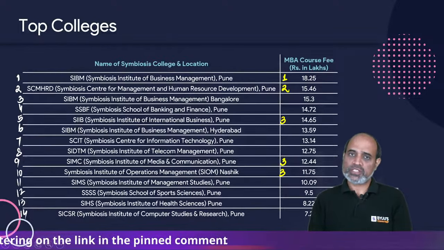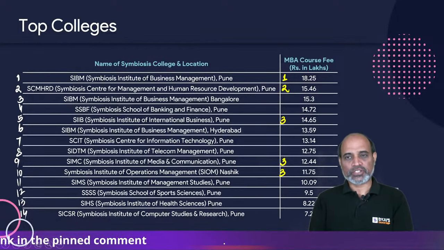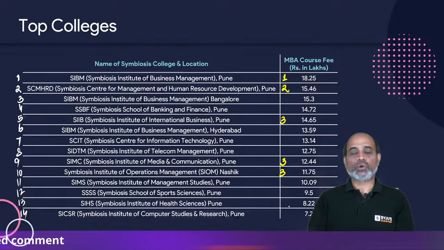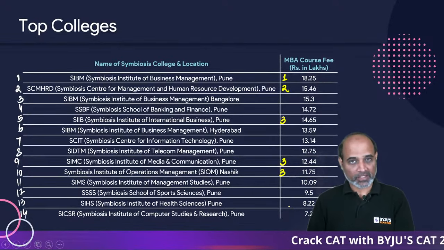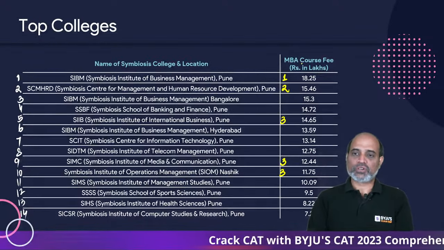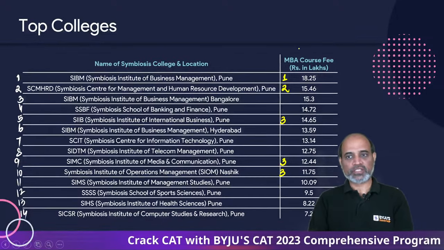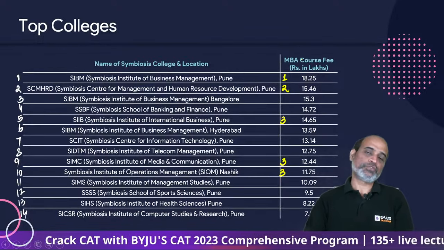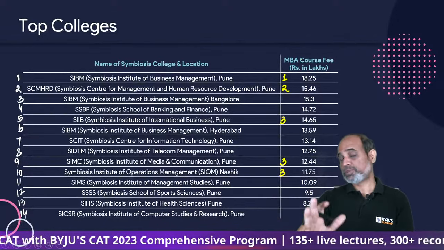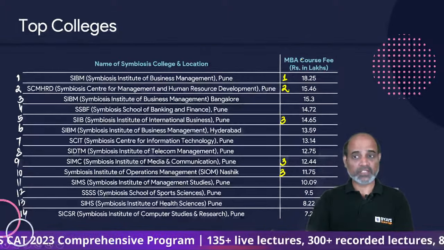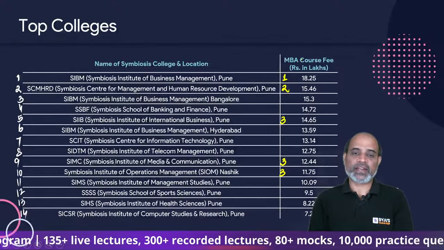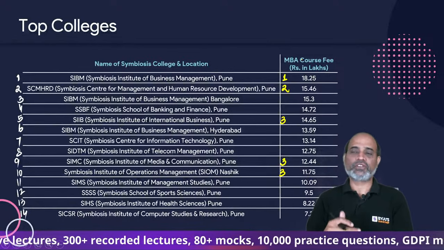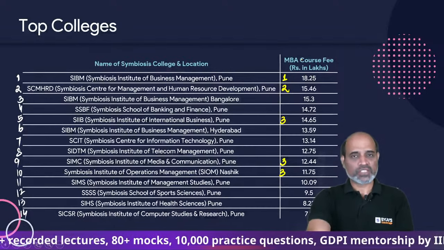ये सारे जो colleges हैं ये बहुत specific colleges हैं. You can find that the course fee to do an MBA has been, obviously, the way the colleges are ranked in the general perception. So SIBM, the best college, its fees is 18.25, SMHRD 15.46. This may change. I'm not saying this is going to be the same this year as well. Change ho sakta hai. But you'll find that the costliest college being SIBM and the cheapest college being the SIC. Not cheapest, I should say the college with the lowest fee.